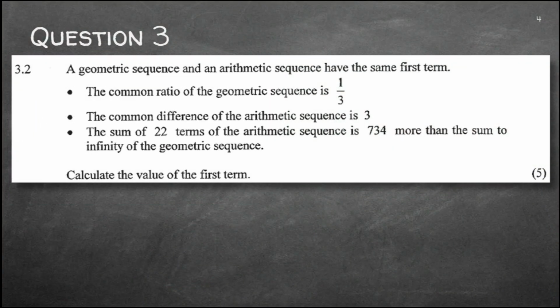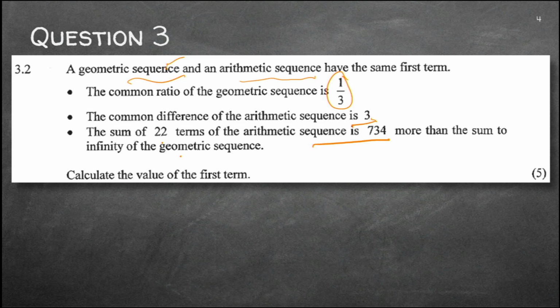3.2, a geometric sequence and arithmetic sequence have the same first term. So both have a that's the same. Common ratio of geometric is a third. Common difference of arithmetic is 3. The sum of 22 terms of arithmetic is 734 more than the sum to infinity of the geometric.